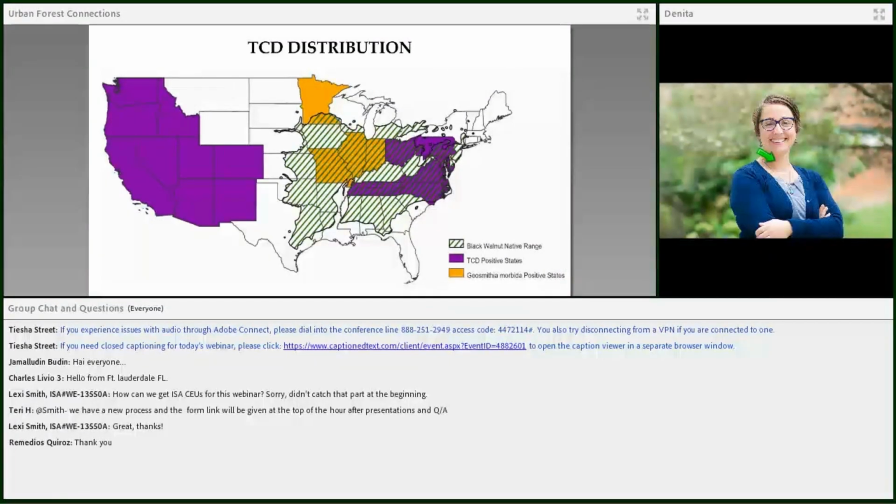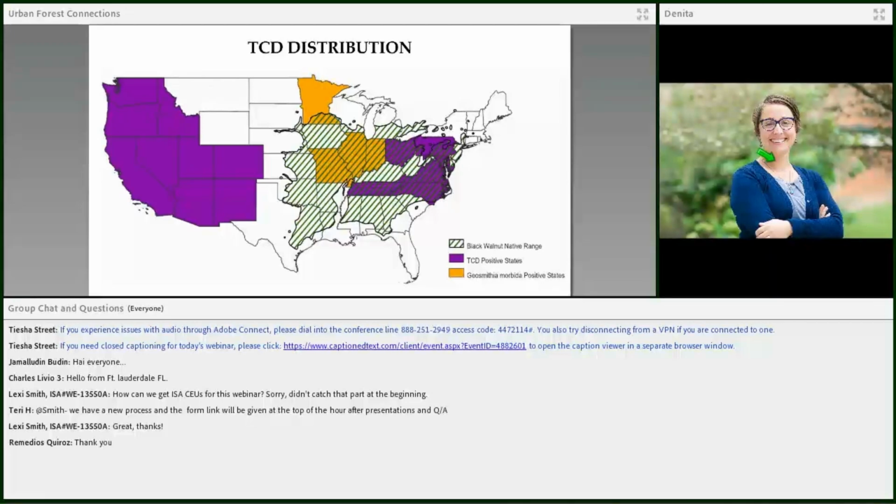So the current Thousand Cankers Disease distribution is basically across most of the entire western United States. The shaded area here is the native distribution of black walnut, and these are the TCD positive states, or Geosmithia morbida, the pathogen positive states.